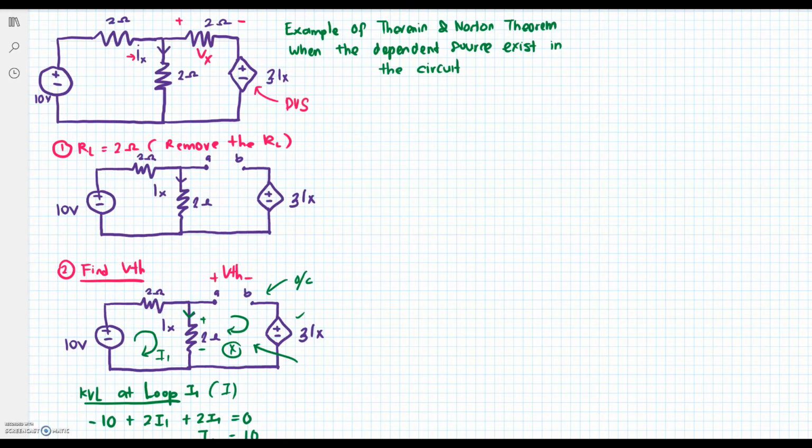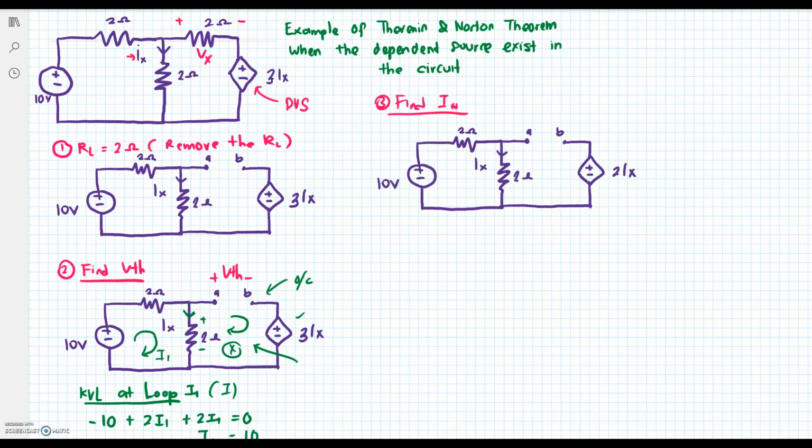Okay, now we need to do the I Norton. So you need to find the I Norton here. So step number 3 will be find I Norton that flows through from A to B. So IN is here. As you can see here, there are 2 loops, which is loop 1 and loop 2.